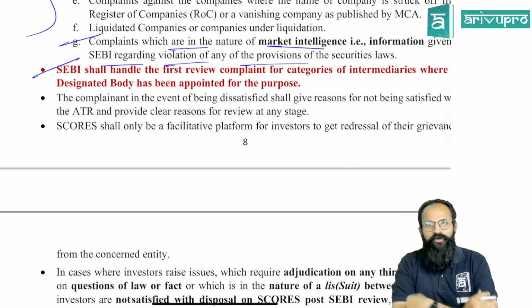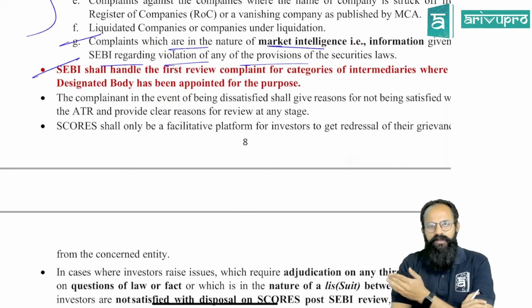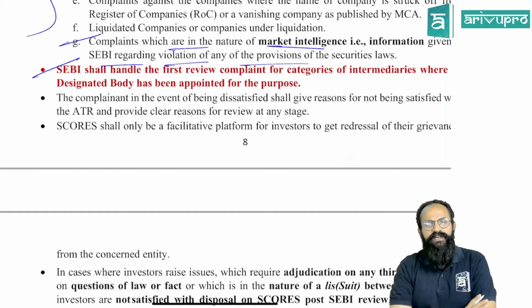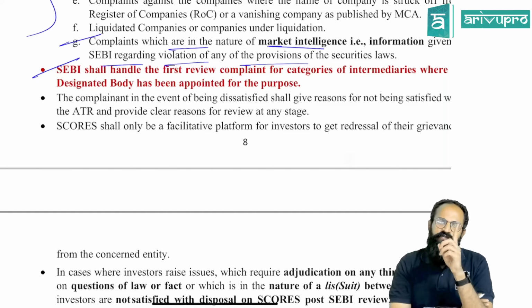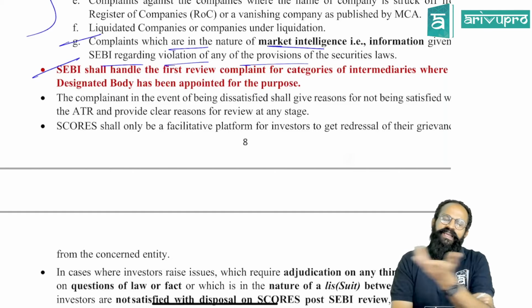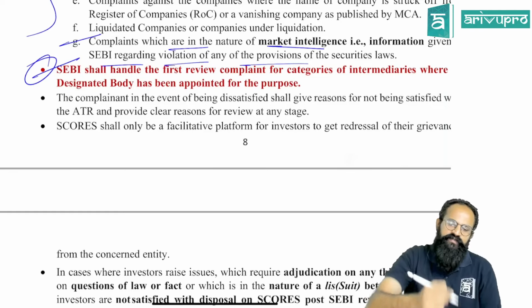I showed you one schedule. For companies, it will be stock exchanges. For these people, it will be this. Sir, what if there is no designated body? Then for them, the first review will be SEBI only and not a designated body. That is what they have given here.